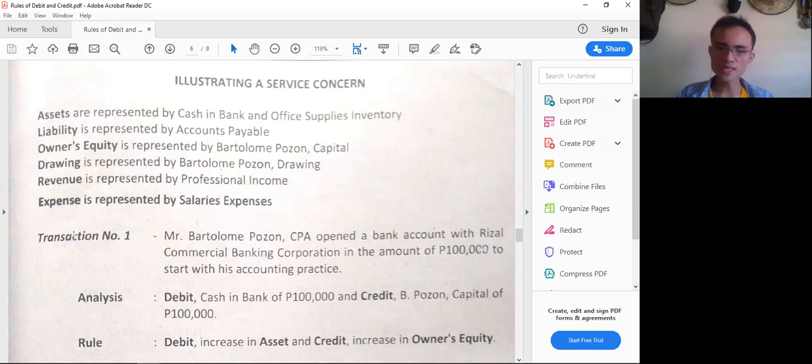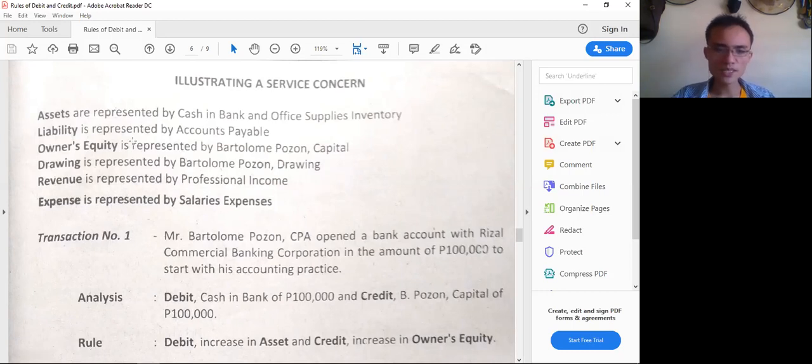The it is the business, by the way. It's normally given for certain small businesses like sole proprietorships, but as we go along our journey in accounting, as we go higher, we will know that there are more account titles that we will encounter.